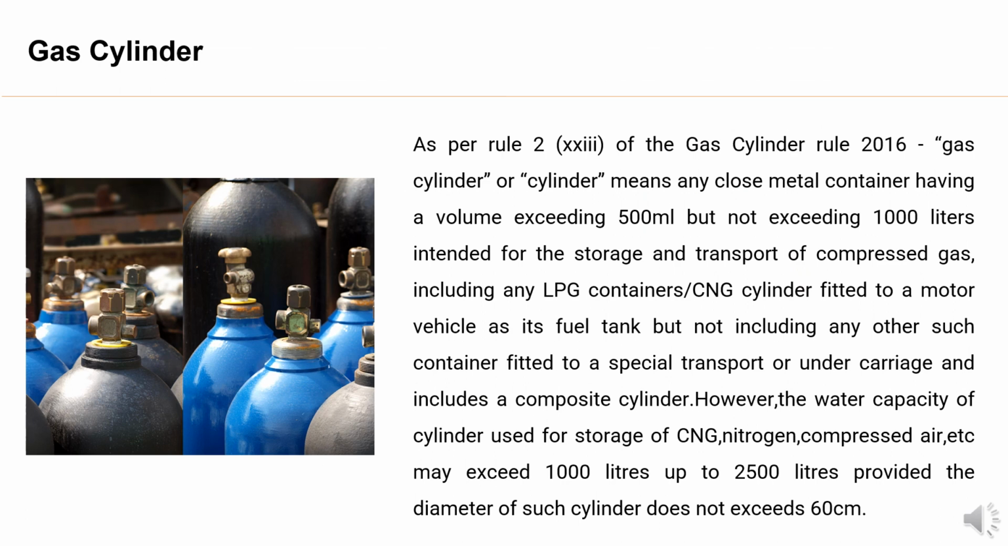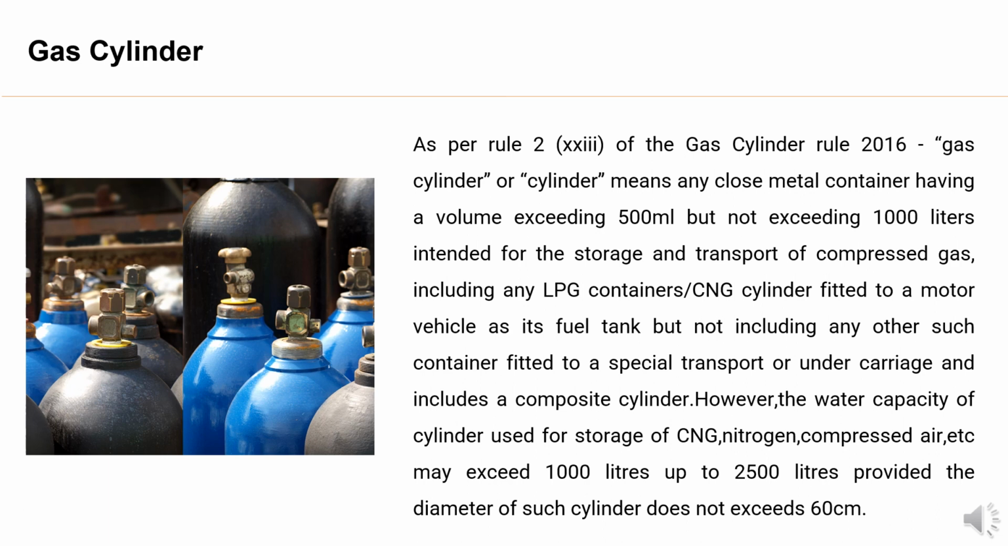As per Rule 2.23 of the Gas Cylinder Rule 2016, gas cylinder or cylinder means any closed metal container having a volume exceeding 500 milliliters but not exceeding 1,000 liters intended for the storage and transport of compressed gas, including any LPG containers/CNG cylinder fitted to a motor vehicle as its fuel tank but not including any other such container fitted to a special transport or undercarriage and includes a composite cylinder.